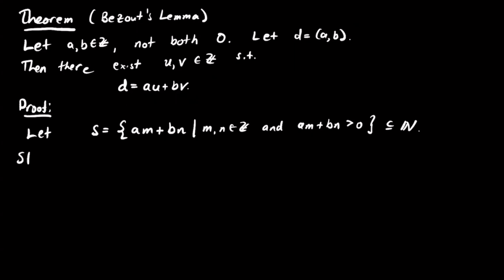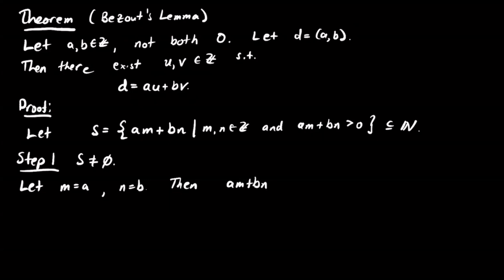Well, step one, in order to use the well-ordering principle, I have to show that S is not the empty set. So I need to produce a choice of M and a choice of N that guarantee that AM plus BN is in that set. I need to just guarantee that AM plus BN is positive. So what am I going to do? I'm going to say let M equal A, N equal B. Then if I look at AM plus BN, well, this is just going to be A squared plus B squared.